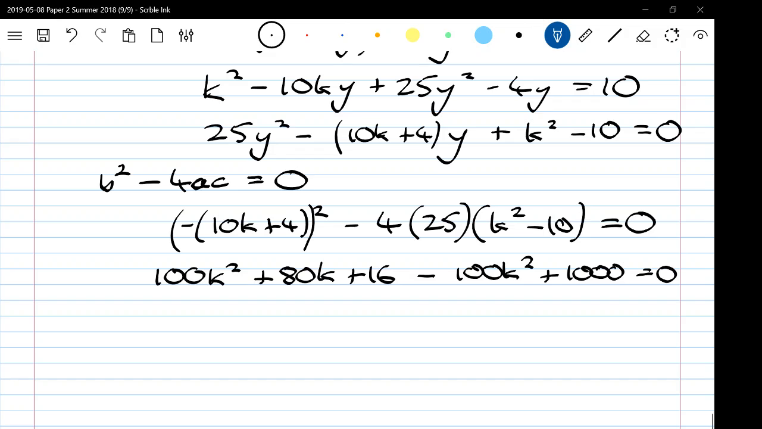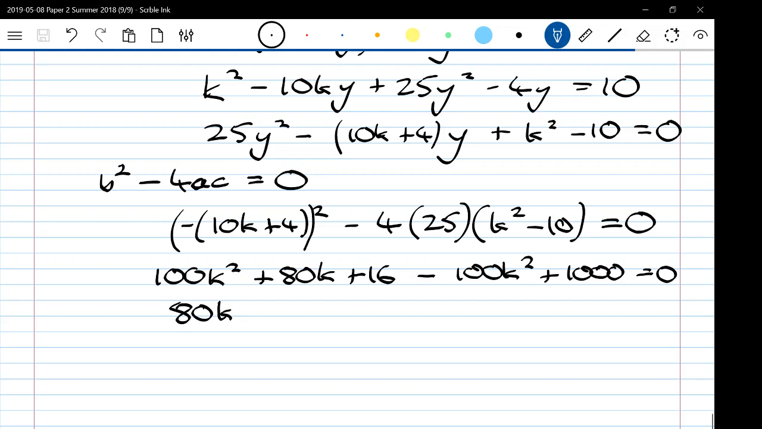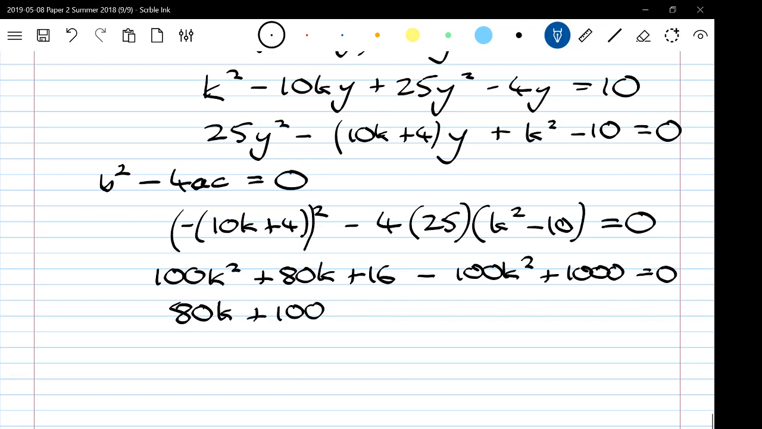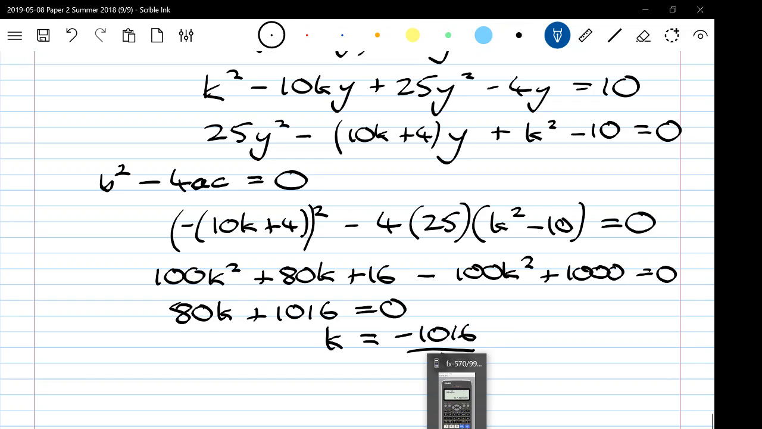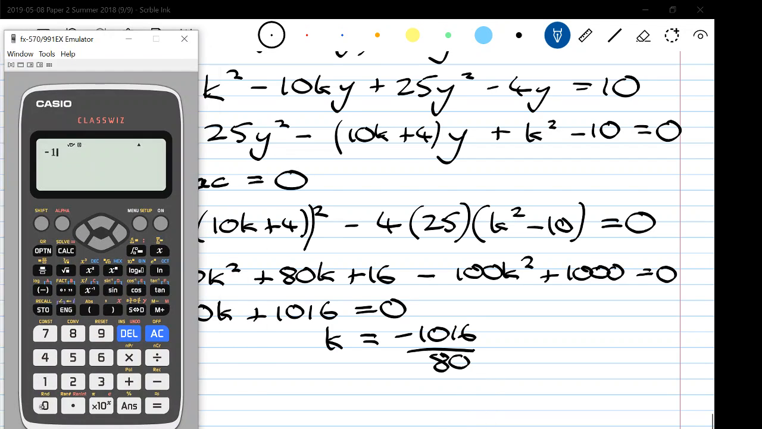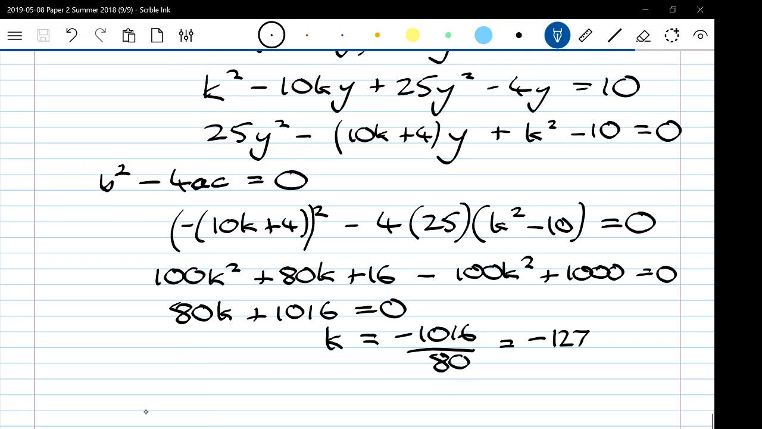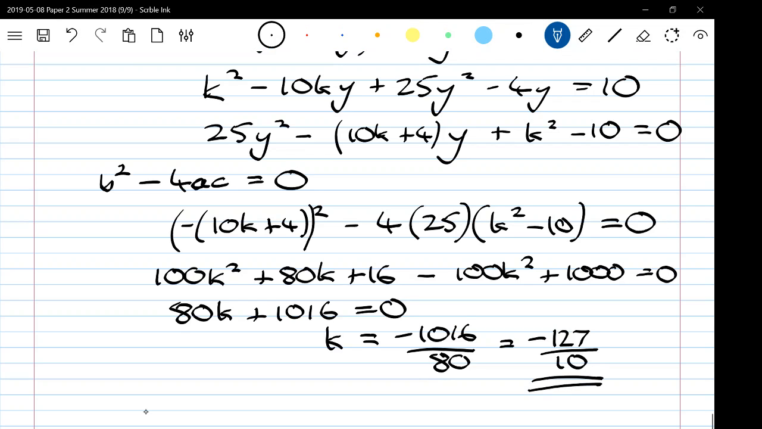Then what we end up with. So the k squareds have cancelled out. We're left with 80k plus 1,016 is equal to 0. So k is minus 1,016 over 80, which gives me minus 127 over 10. And it's not the most satisfying of answers, but that is the correct answer.